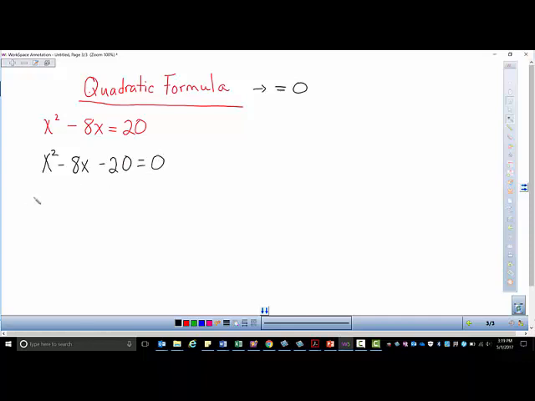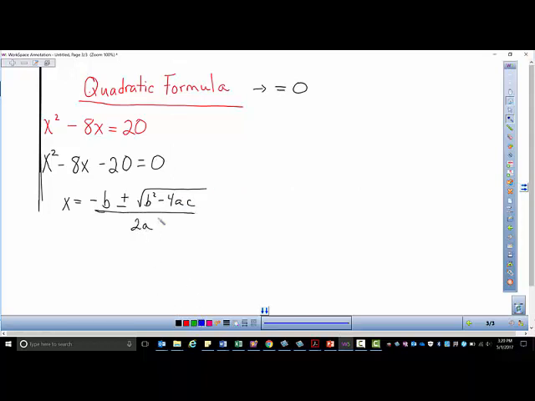Now the quadratic formula, if you don't have it written down, write it down. x equals the opposite of b plus or minus the square root of b squared minus 4ac, the whole thing divided by 2a.